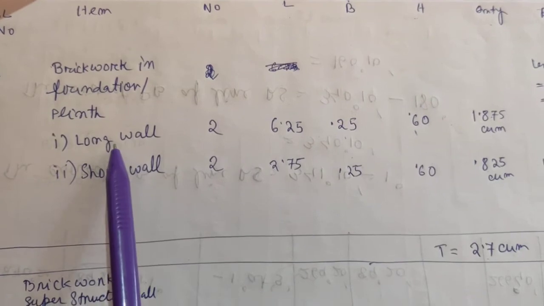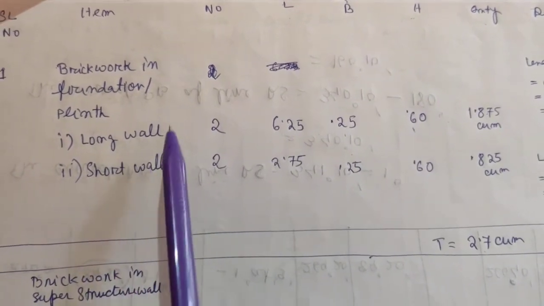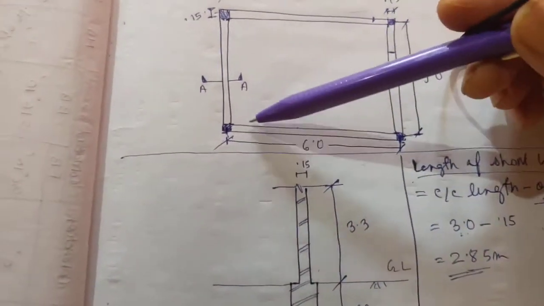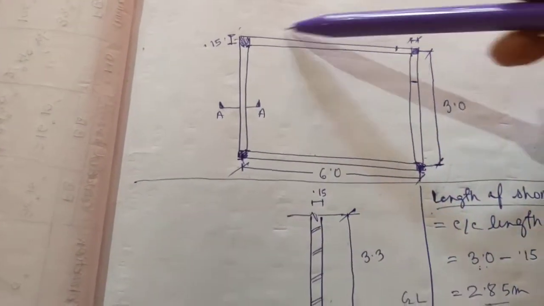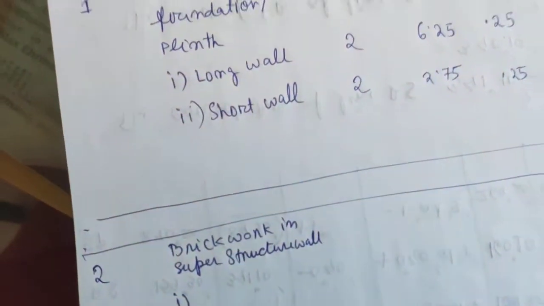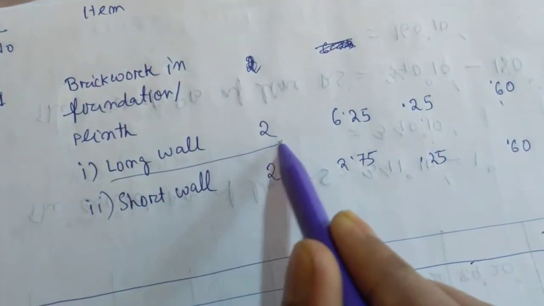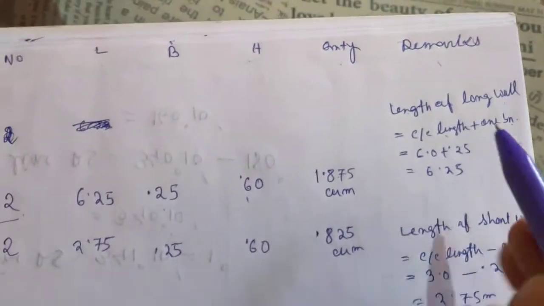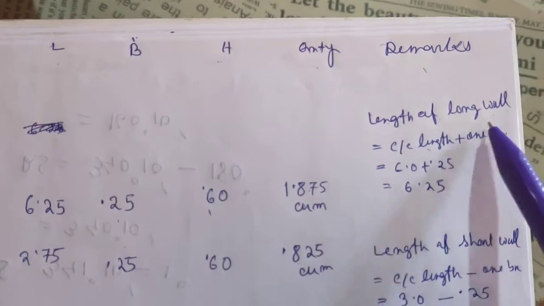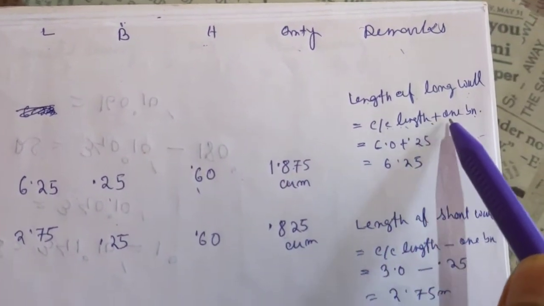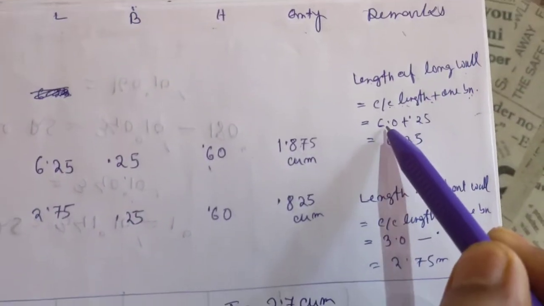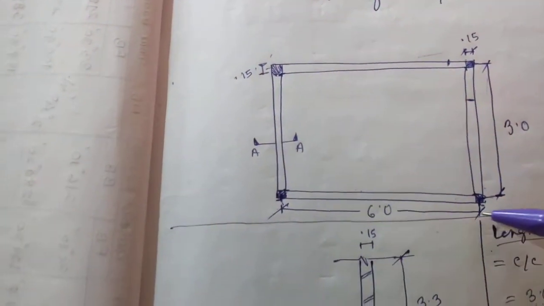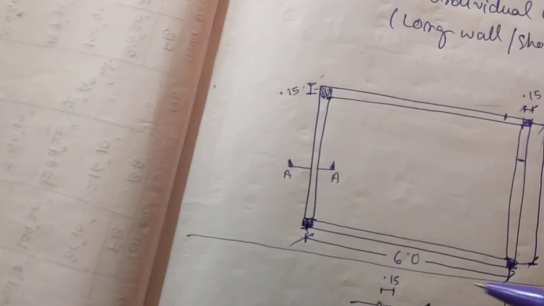So first of all, let us take a look at the long walls. The number of long walls is given here as 2. As you can see in the drawing, there are 2 long walls and 2 short walls. Now length. How will we find out the length? Let us go to the remarks column. Length of long wall: again, center to center length plus one breadth. What is the center to center length of the long wall? It is given as 6 meter.